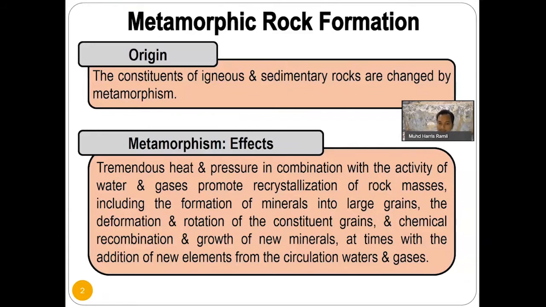So when you have that friction between the two materials, that is actually the one with the heat and pressure. So in here, water and gases promote the crystallization of rock masses, including the formation of minerals into large grains, the deformation and rotation of the constituent grains, and chemical recombination and growth of new minerals. At times, there is also the addition of new elements from circulating water as well as gases. So when igneous rock and sedimentary rocks are subjected to heat and pressure, what happens is that those rocks will start to melt.